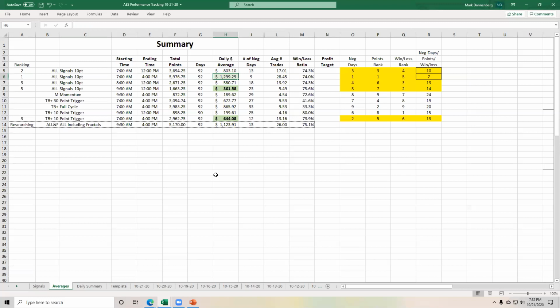You might want to not trade that length of time, and instead trade 9:30 to noon. One of the categories we track on the personal trading plan is averaging $361 a day. So what is that in points? 361, that's about 18 points a day.